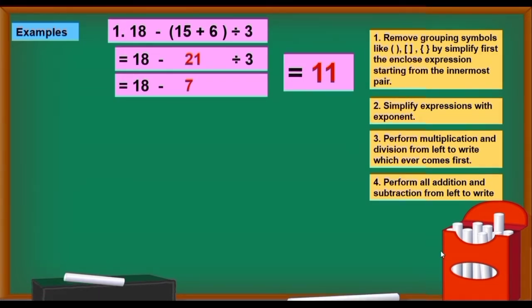So, let us have another example. In number 2, we have 9 plus 6 divided by 3. So, babalikan po natin yung rules. Yung number 1, we have to remove the grouping symbol. So, since wala pong grouping symbol, i-leave na po natin yan. Next one is number 2, simplify expression with exponent. Wala rin po tayong exponent. So, doon na tayo sa number 3. Perform multiplication and division from left to right.